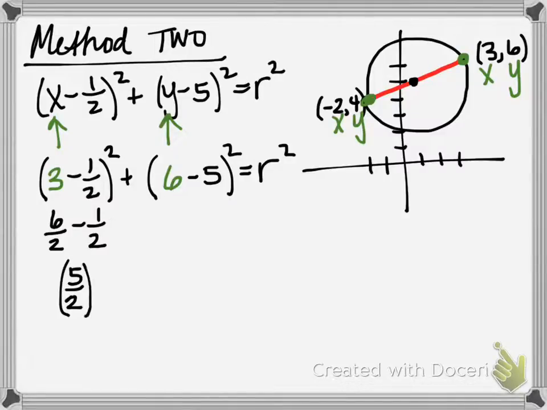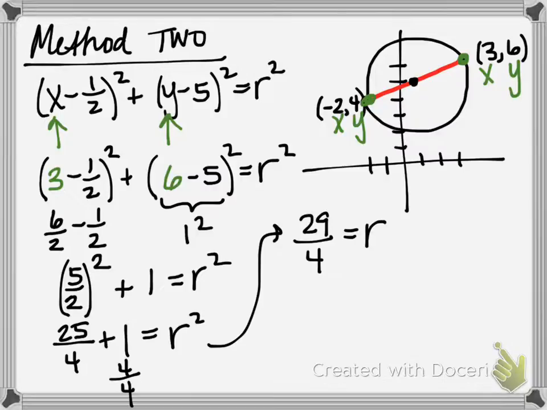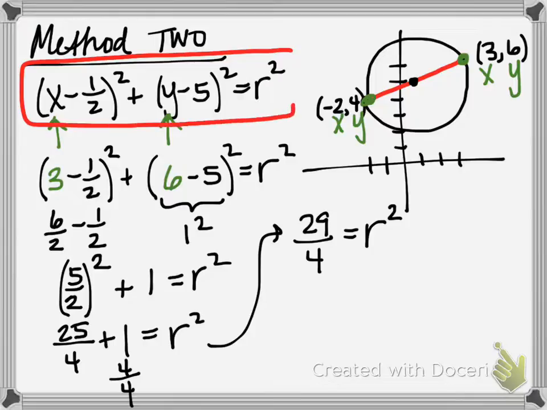And of course, that is the same as 2.5 squared. Plus 6 minus 5 is 1. So 1 squared is just going to be 1, equals my radius squared. So that's 25/4 plus 1 equals the radius squared. And 1 is really 4/4, so if we add our fractions, we end up with 29/4 is equal to the radius squared.